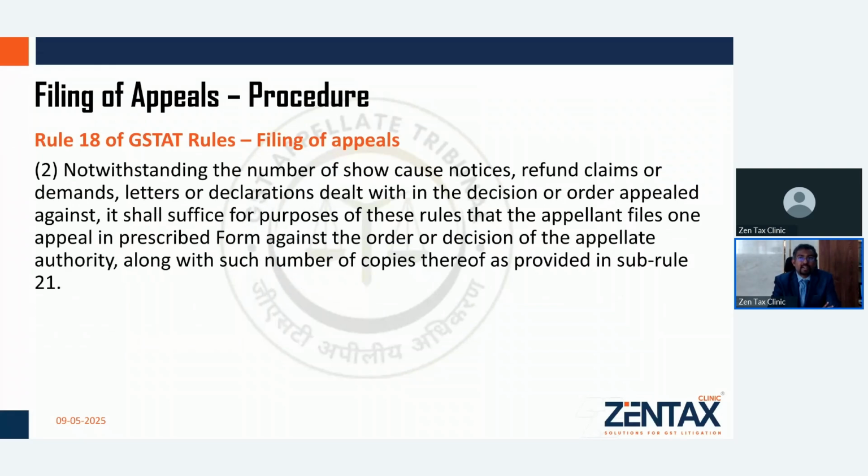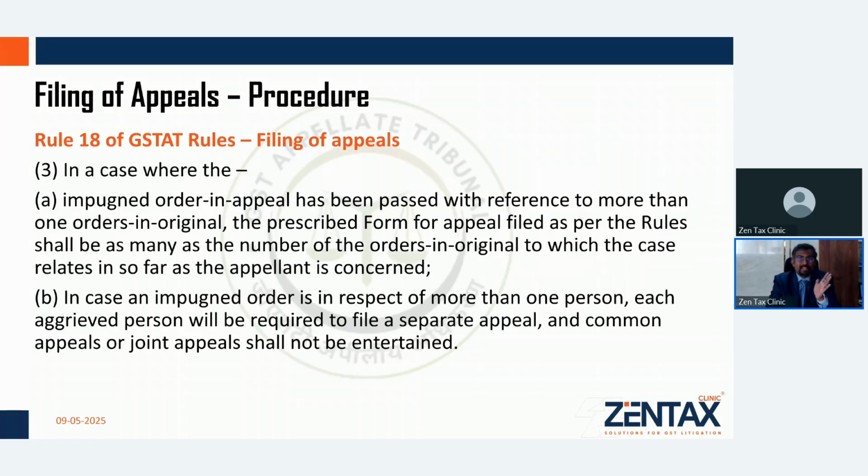Here, it talks about show cause notice, refunds, demands, then there is only one to one. If there are multiple orders in original, only one order in appeal, then you need to file as many appeals as is relevant to the original orders, right? Because ultimately you are challenging the order in original.